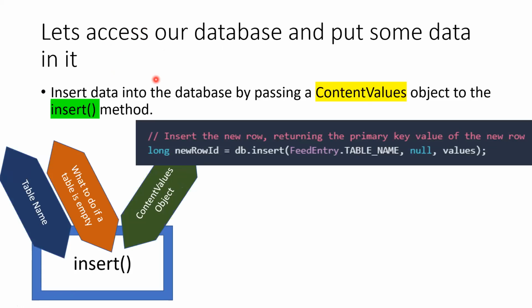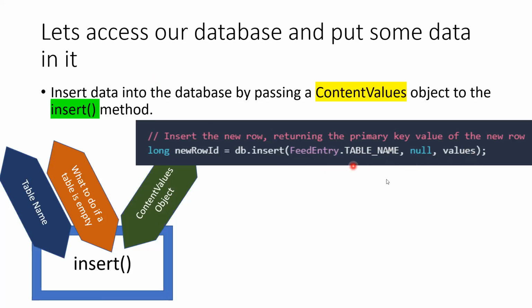So the insert method is going to take three arguments. The first is a table name: in which table do you want to insert a row? And then the second argument tells you what to do if a table is empty. Here you can see that there are three arguments. The first argument is fetching a table name from the inner class of a contract class.